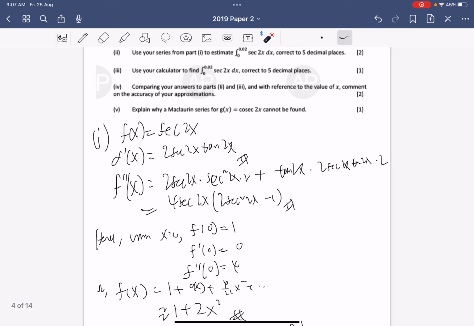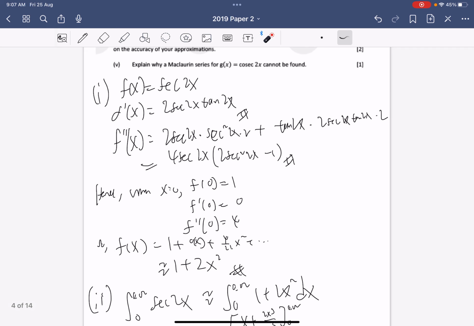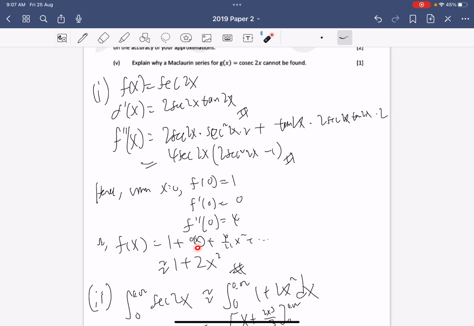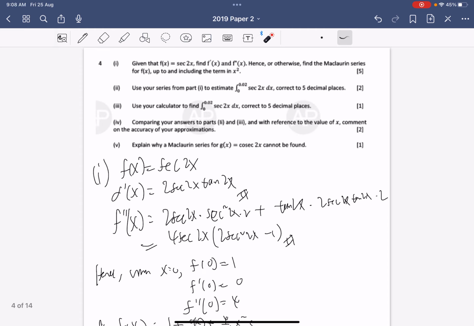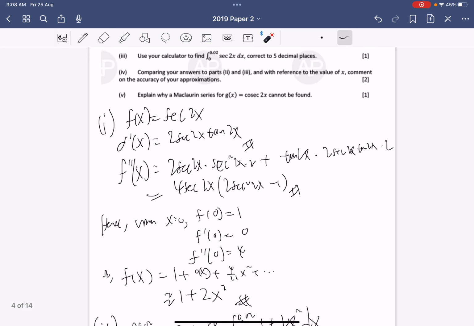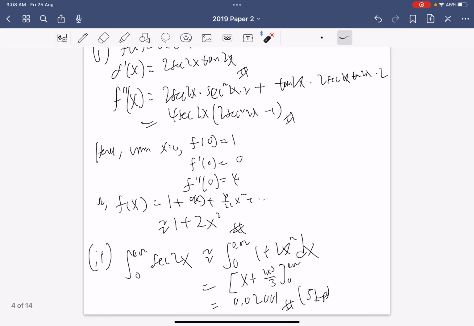Hence, when x is 0, we know that f(0) is 1. The first derivative evaluated at 0 is 0, and the second derivative evaluated at 0 is 4. So, f(x) is 1 plus 0 times x plus 4 over 2 factorial times x squared, and so on. Because we only need the terms up to x squared, we can reduce it to 1 plus 2x squared.